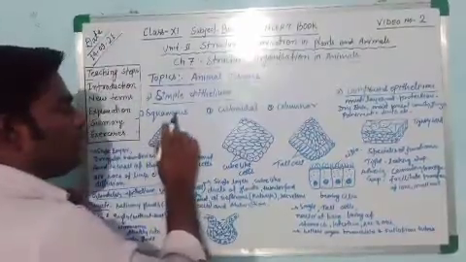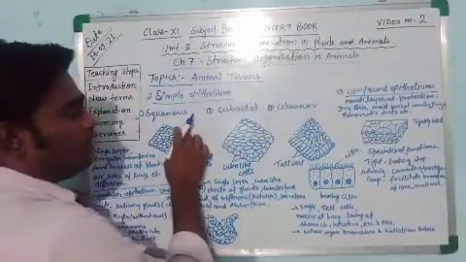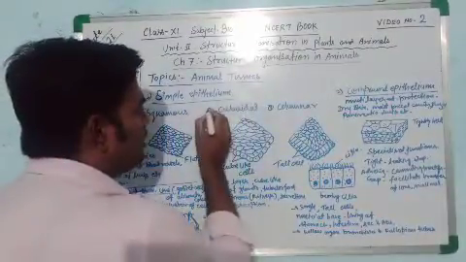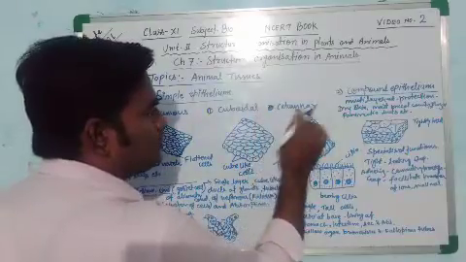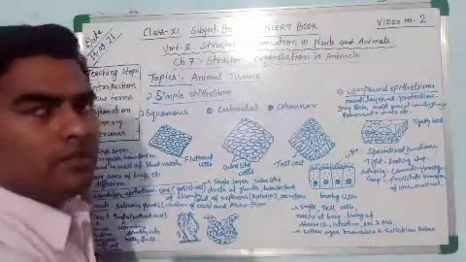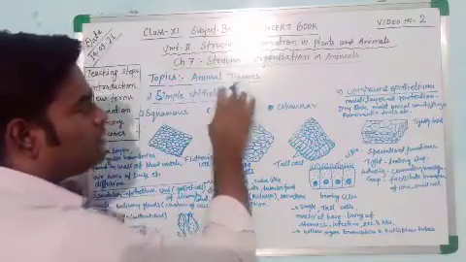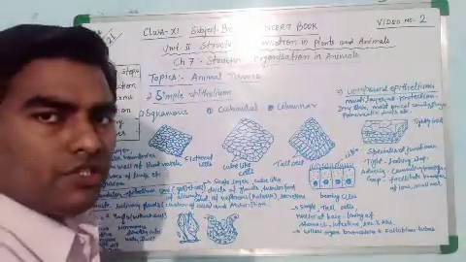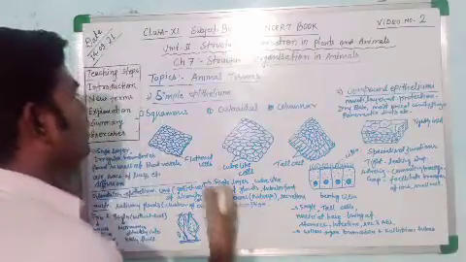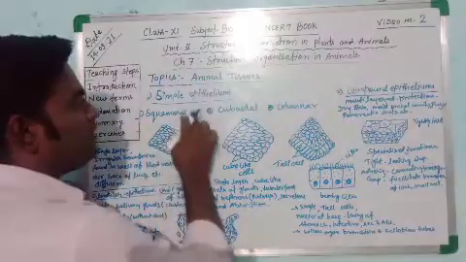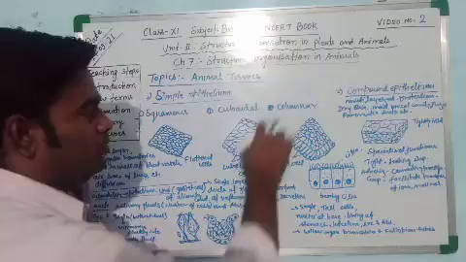Number one is squamous epithelium. Number two, cuboidal epithelium, and number three is columnar epithelium tissue. So the simple epithelium tissue, on the basis of structural modification, is further divided into three parts: squamous epithelium, cuboidal epithelium, and columnar epithelium.